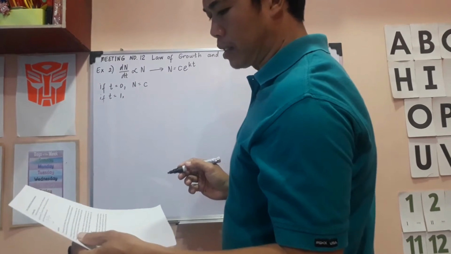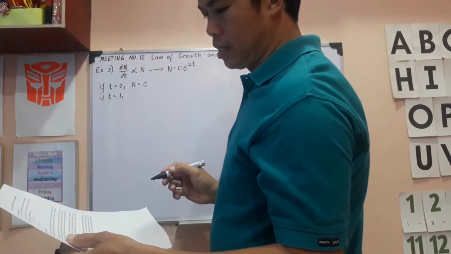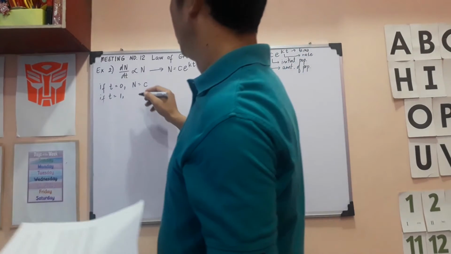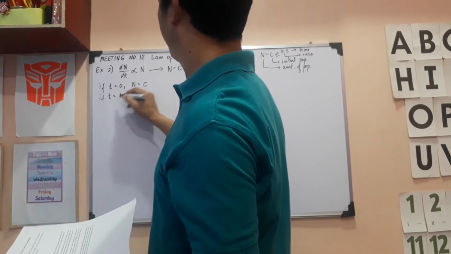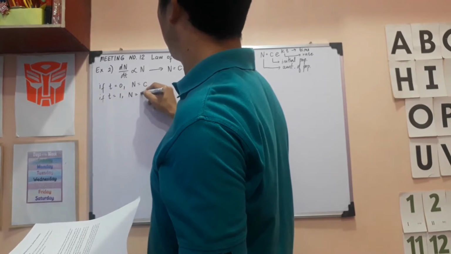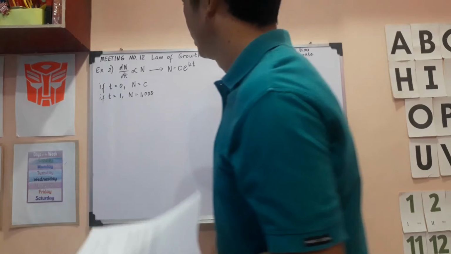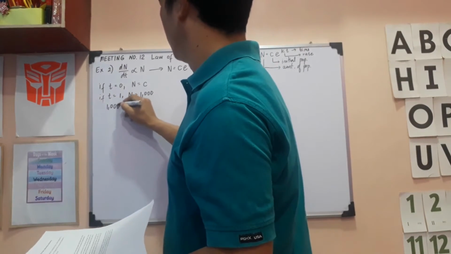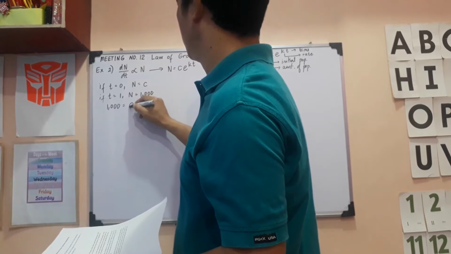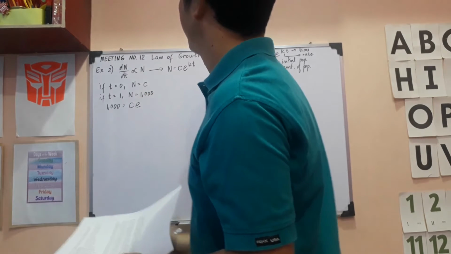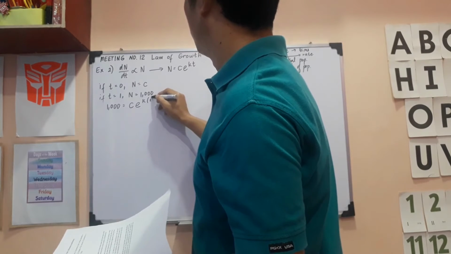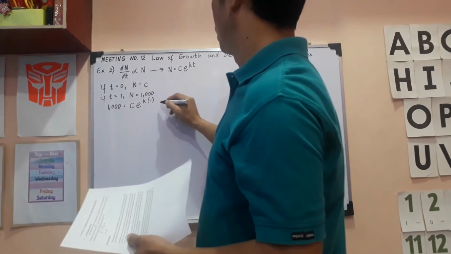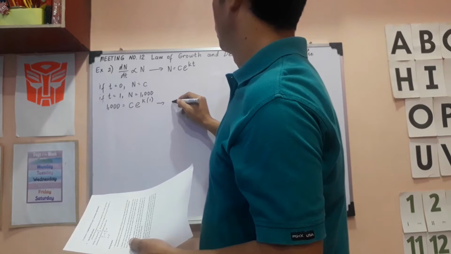1,000 strands of the bacteria have been observed. So, ang working formula natin is N is equal to 1,000. Okay, di ba? So, we have 1,000 equals C e raised to K, T is 1. So, equation 1.